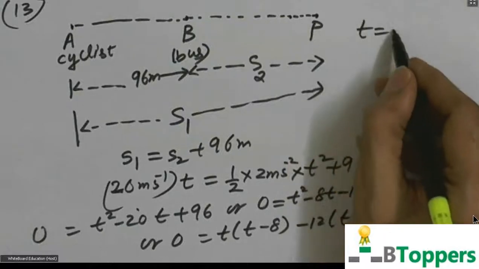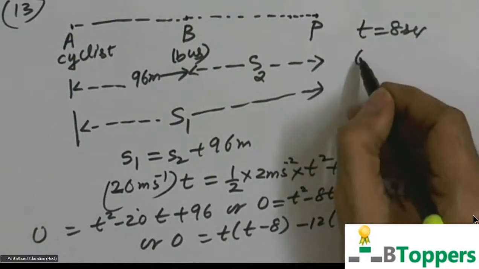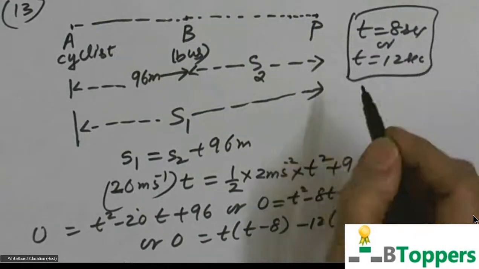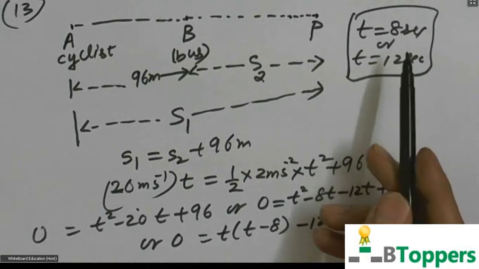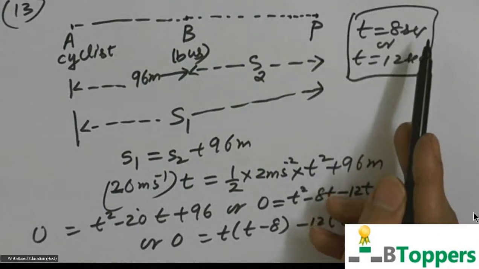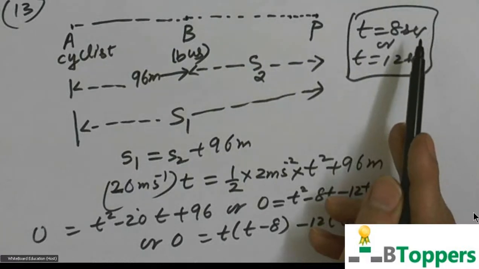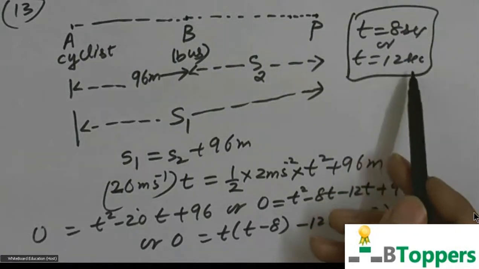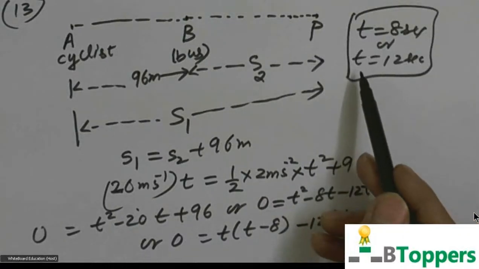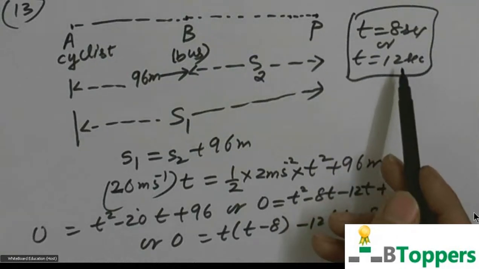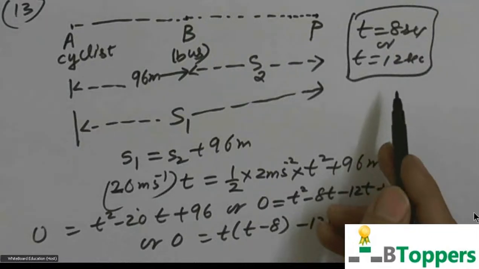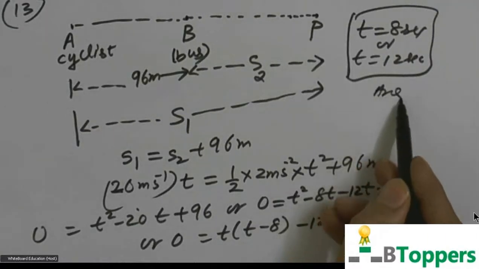So you get two values of time t. One value is 8 seconds, the other value is 12 seconds. That means the cyclist will overtake the bus for the first time at t equal to 8 seconds. We got the second value t equal to 12 seconds. That means at t equal to 12 seconds, the bus speeds up and then overtakes the cyclist. But you are asked to find the time after which the cyclist overtakes the bus. So the answer is 8 seconds.